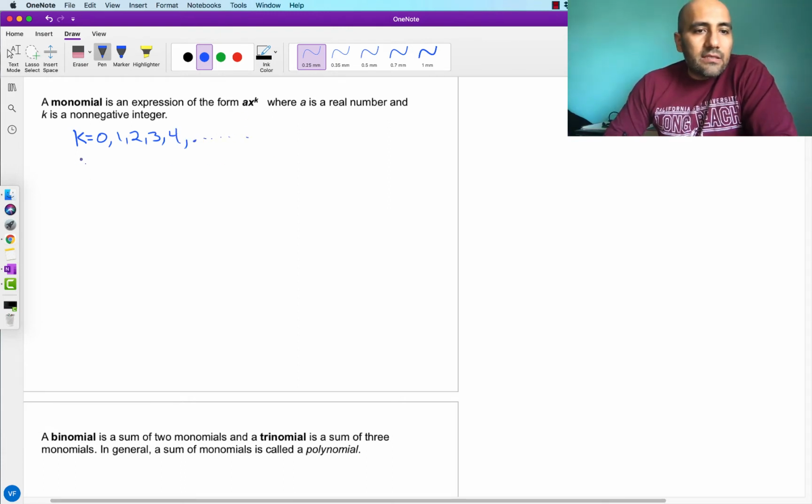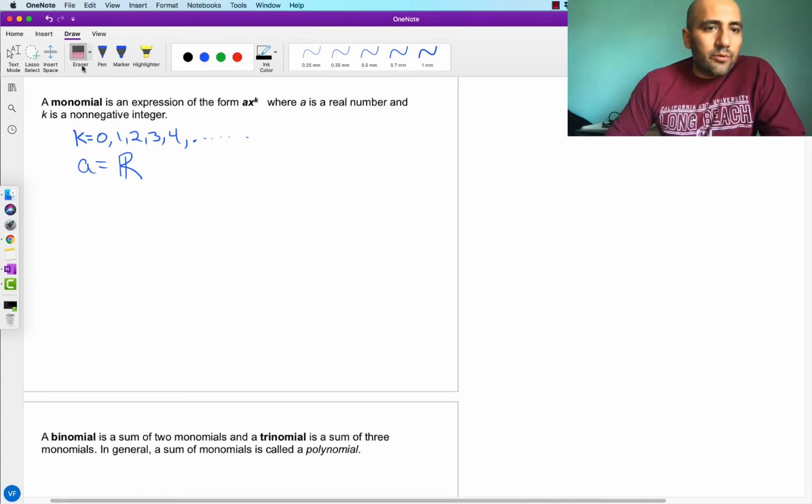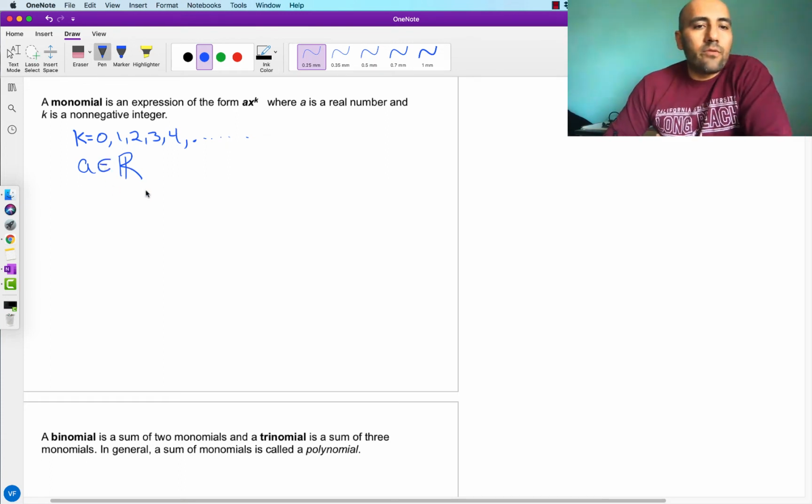And the a is allowed to be any real number, right? Remember, we use this notation symbol to represent real numbers, but in fact we shouldn't have put equal here. It's an element of, right? It's a member of the real numbers.